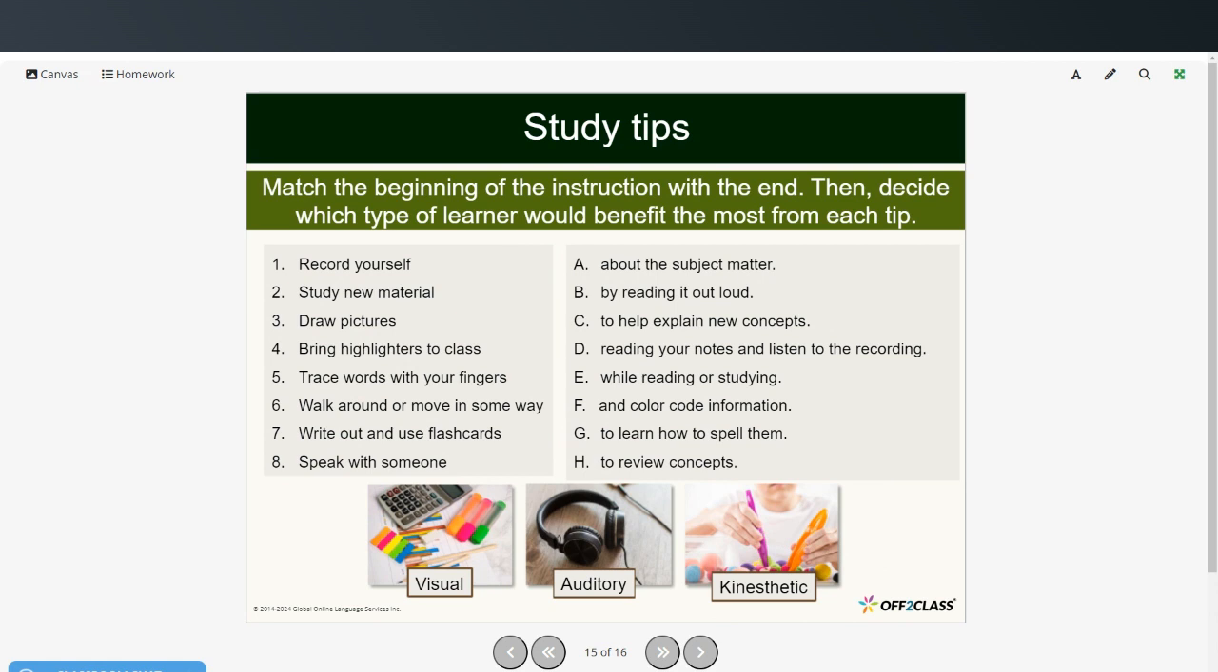All right, now you're going to match the beginning of the instruction with the end and then decide which type of learner would benefit most from each tip. So go ahead and try that on your own and then restart when you're ready to check the answers.